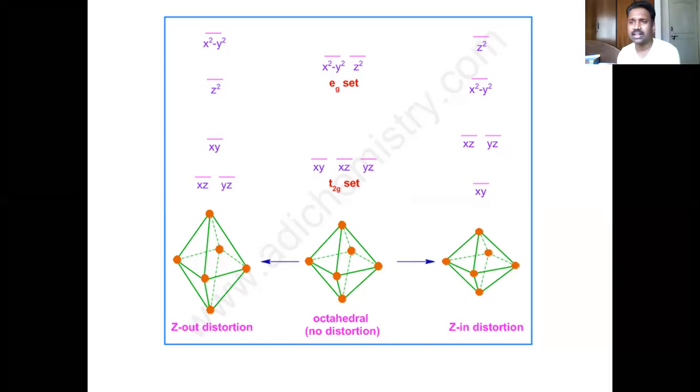So what is the basis of Jahn-Teller distortions? Can anybody explain Jahn-Teller distortion in brief?